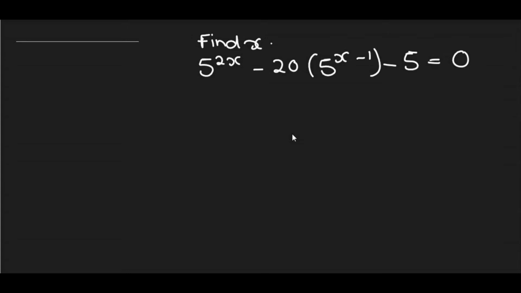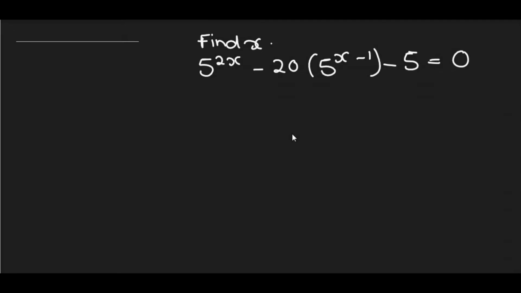Hello, so today we're going to be solving an examination type question, that is to solve for x. We're given the equation 5 to the 2x minus 20 into 5 to the power of x minus 1, minus 5 is equal to 0. Firstly, we need to simplify 5 to the power of 2x and 5 to the power of x minus 1 using the laws of indices.